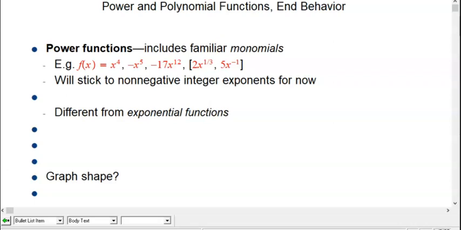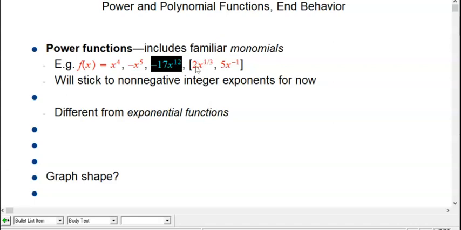And that includes something that's pretty familiar from our algebra studies, which is monomials, things like x to the fourth, negative x to the fifth, minus 17x to the 12th. Those are just polynomials with one term.